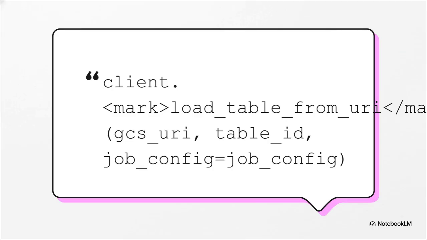Then you define your job configuration, where you can specify all the details like the source format. And then you simply call the load_table_from_URI method, pointing it to your file's location, its unique address in cloud storage. The job just runs. This is the engine for real, true data automation.